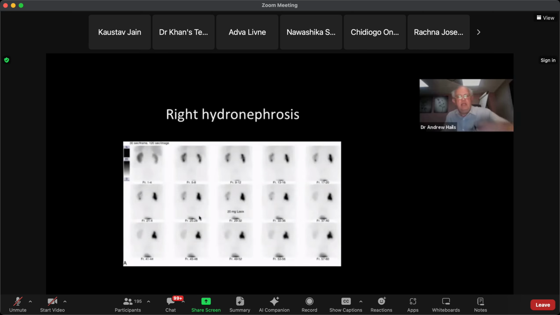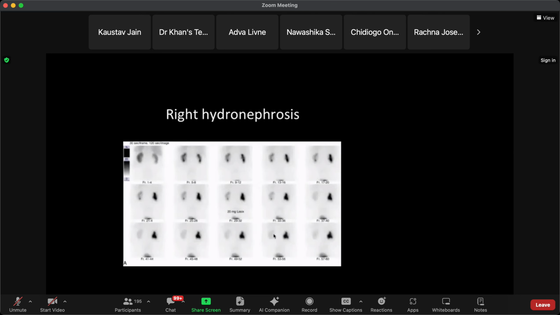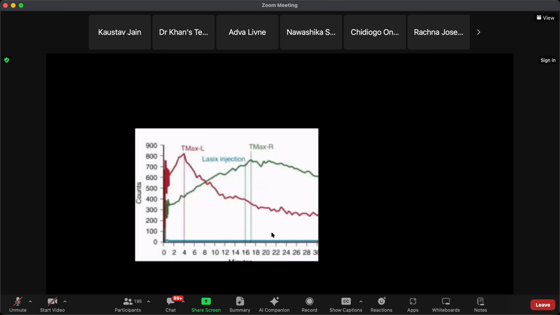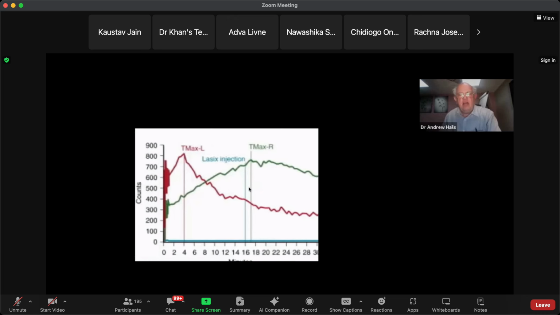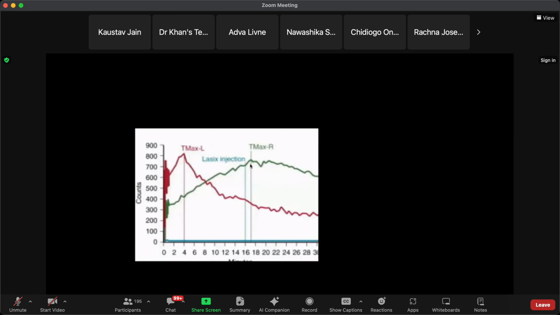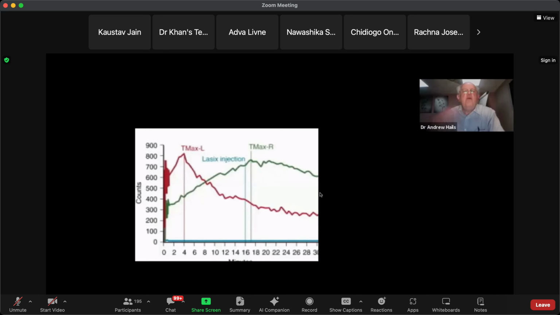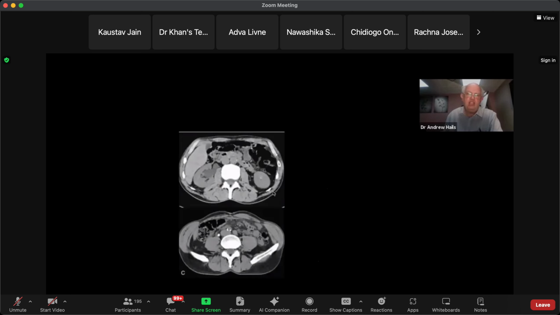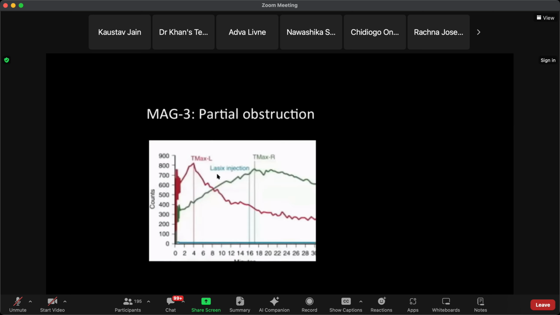Now this person has right hydronephrosis, and they have the diuretic injection, and the left side's fallen very nicely. The right side falls a bit, but doesn't really fall normally. It doesn't come down here, it drops a little bit. So it's partial obstruction, because these things are not a matter of completely obstructed or completely patent. So this person does have a problem. They've got a partial obstruction to their right kidney. You see here the hydronephrosis.